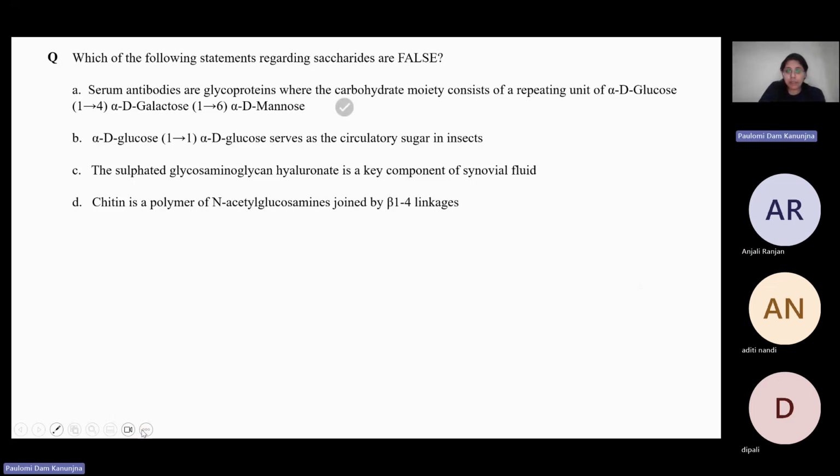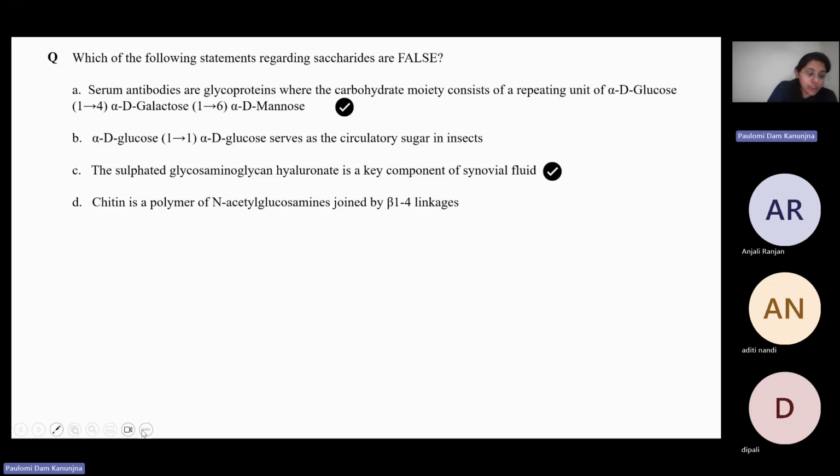Okay, let me give the answers. Some of you have said B is false, or A and C false. The question was about false statements. The first one is: serum antibodies are glycoproteins where the carbohydrate moiety, the one that is repeating, is alpha-D-glucose, alpha-D-galactose, alpha-D-mannose. Well, first of all, serum antibodies being glycoproteins is correct, but the repeating unit is not these. It's rather N-linked and O-linked oligosaccharides, as we know of antibodies. So those are the repeating units. This statement, that these are the repeating units, is incorrect.